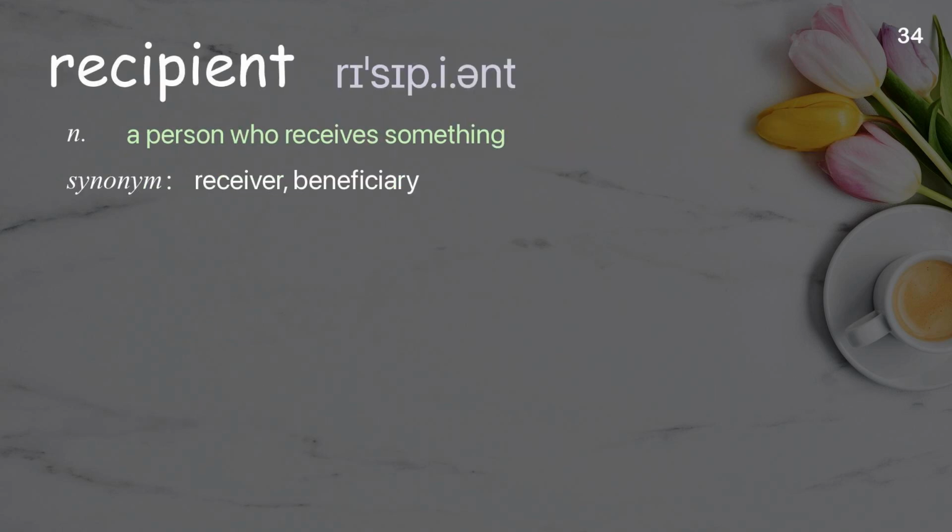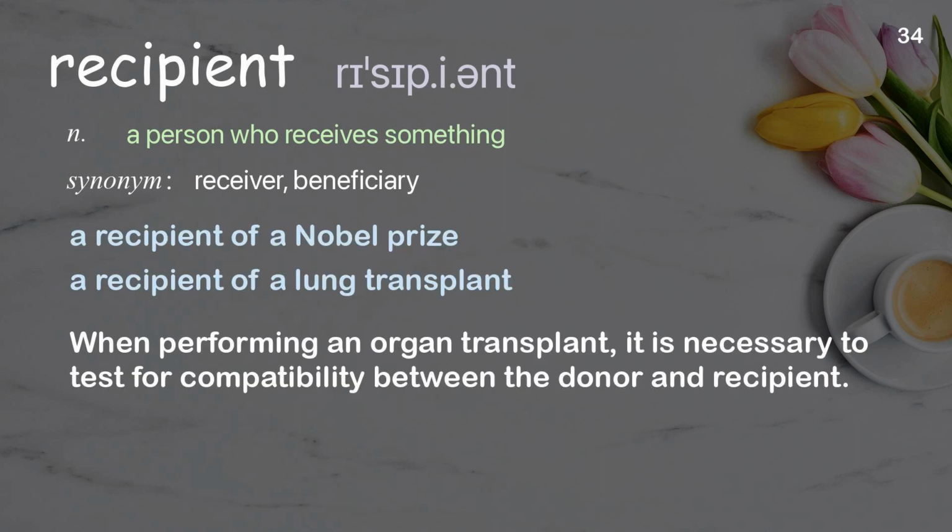Recipient. A person who receives something. Examples: A recipient of a Nobel Prize. A recipient of a lung transplant. When performing an organ transplant, it is necessary to test for compatibility between the donor and recipient.